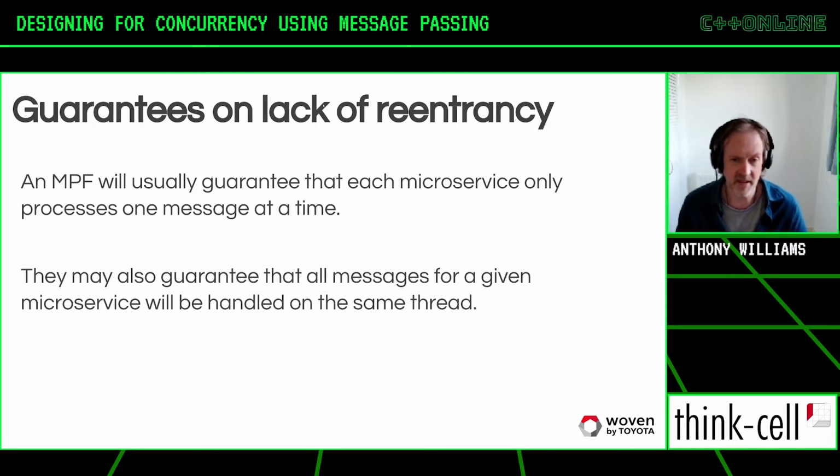Sometimes you can also add a guarantee that all the messages for your microservice are on the same thread. That's not necessarily something that you desire. It's not necessarily something that the framework will provide, but it can be a useful thing, because that can mean that then you can use thread local variables and things to store data. Not usually something that's particularly important, but sometimes it matters.